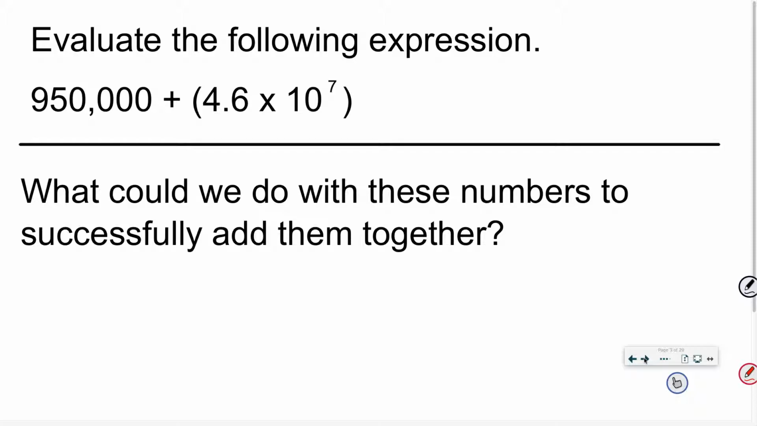Unless you're really fluid with these numbers, like how to convert a number really quickly to standard form or scientific notation, it might be a little bit challenging to add these. So what could we do to successfully add them together? You could turn the scientific into standard. I could take the scientific notation number, that 4.6 times 10 to the 7th, and I could break it out in standard form. Or what else could I do? I can take the number in standard form and put it in scientific notation. We are going to do both.